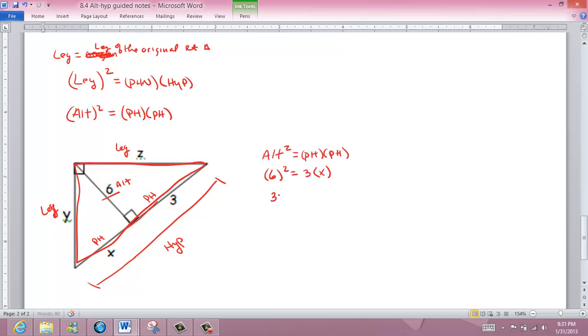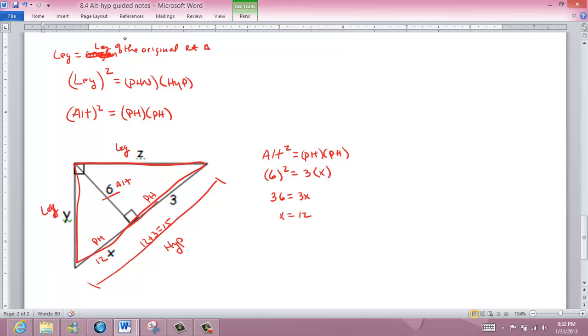If I solve for x, I get 36 equals 3x. So what does x equal? 12. So the length of this piece in the triangle is going to be 12 units long. Now that I have that piece, what would the length of the entire hypotenuse be? Well, I would add the 12 and the 3 together. 12 plus 3 gives you 15. So the entire hypotenuse is 15 units long. But we still have 2 more variables to find.